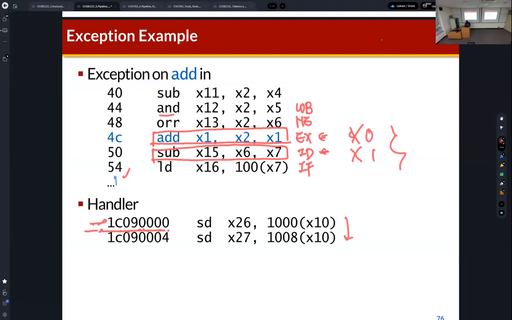When an exception is detected in the processor, the exception information needs to be reported, and also the exception needs to be handled. But these exceptions need to be handled in the order of instructions.